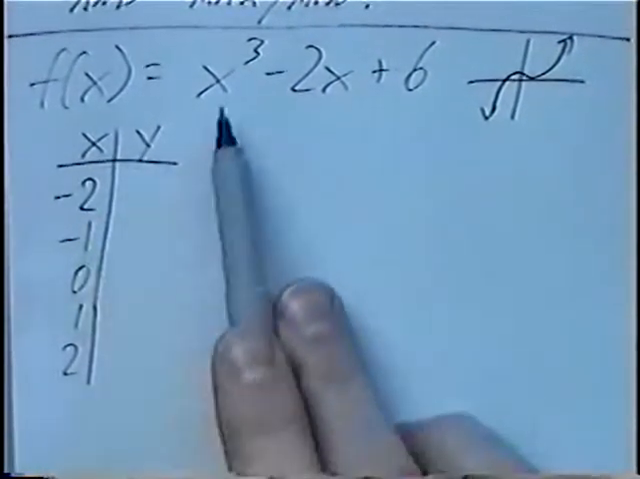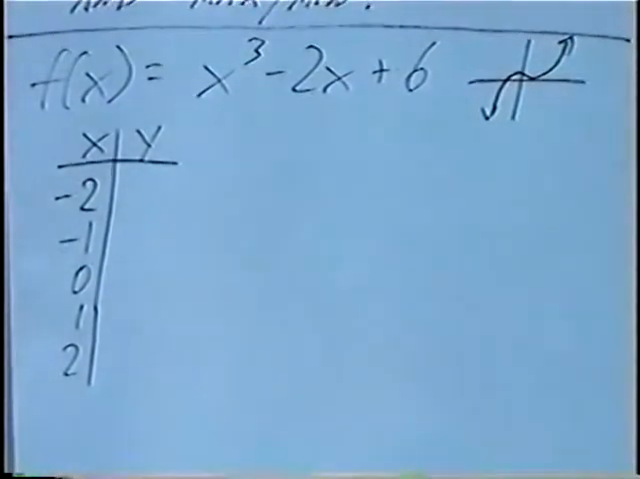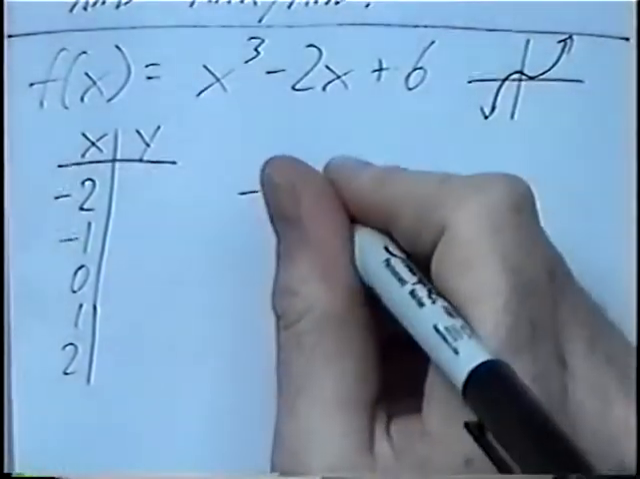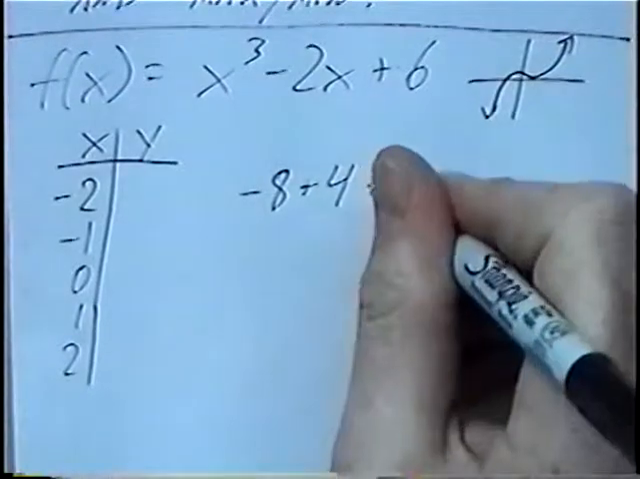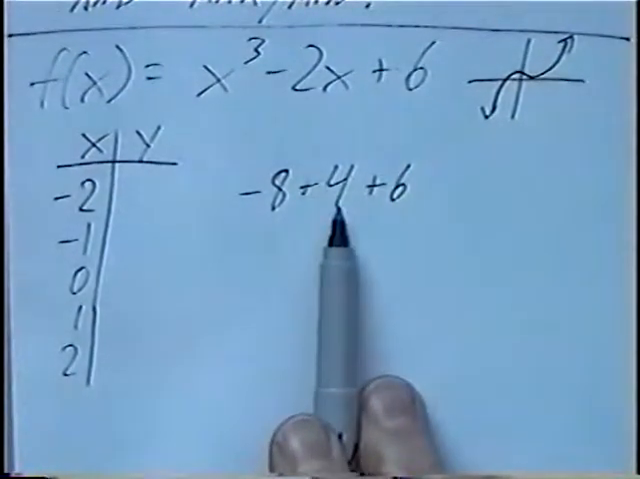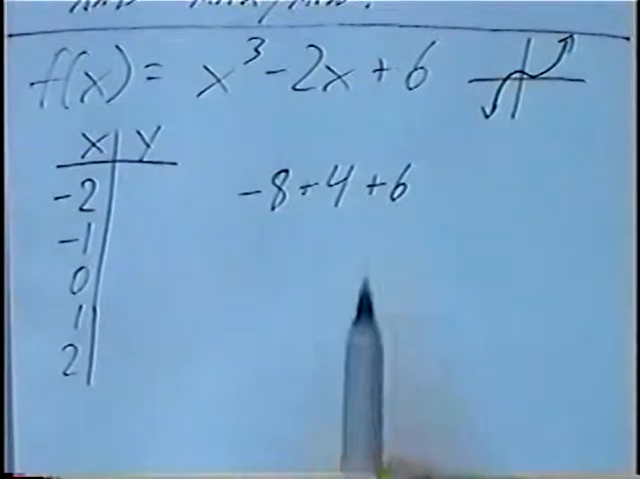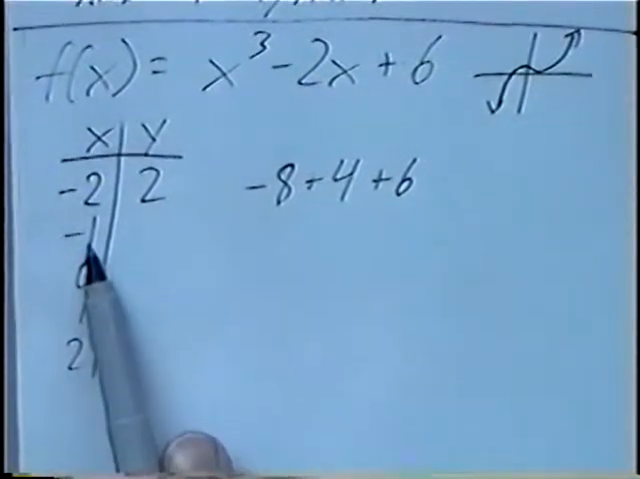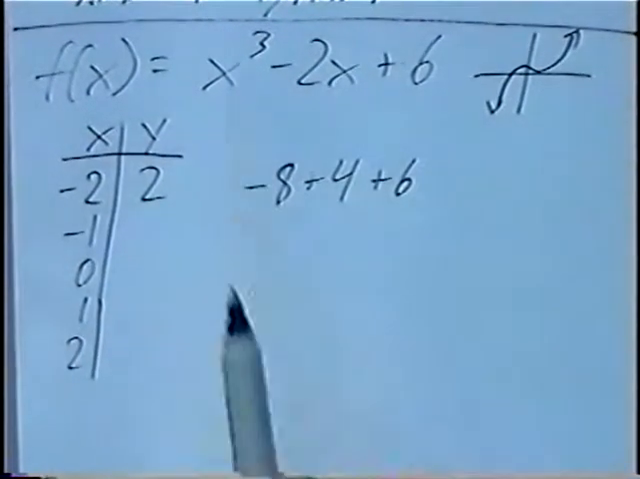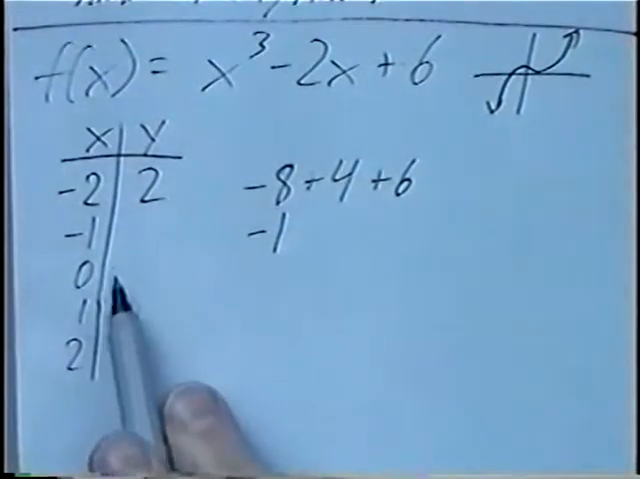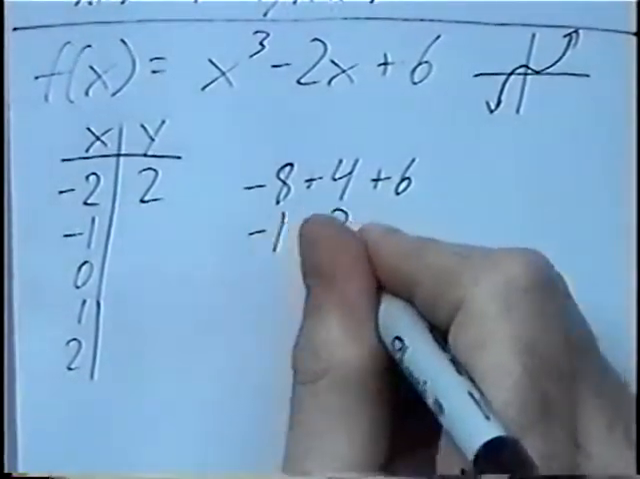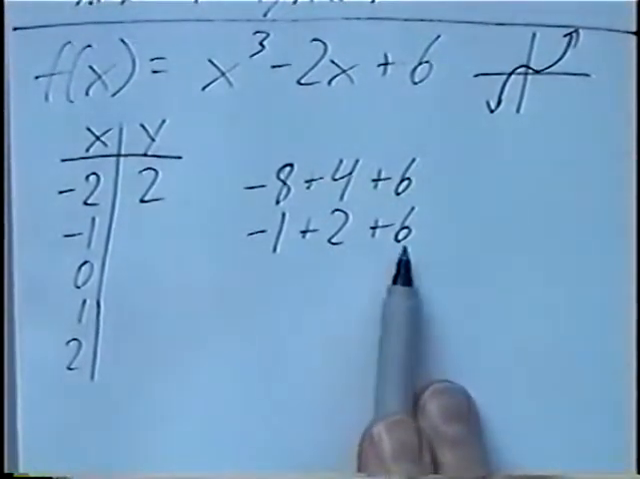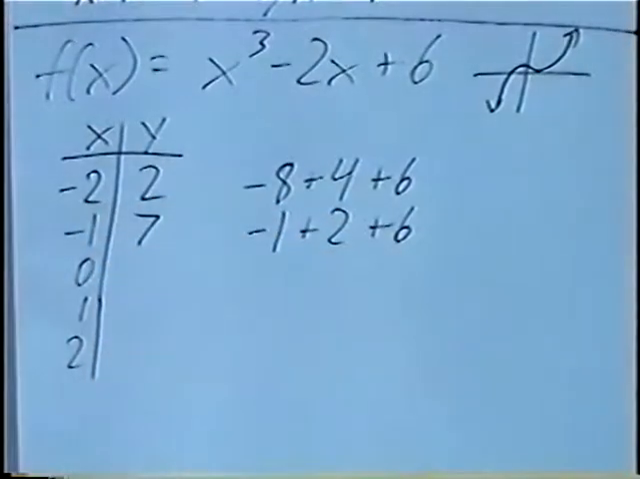Starting with -2, if you plug a -2 into the expression, -2 cubed would be -8. -2 times -2 would be +4, and adding 6 to that, we'll have -8 plus 4, which is a -4, plus 6 would be a +2. So our first value would be 2. Repeating for the next 4 values, -1 cubed would be -1. -1 times -2 would be +2, and plus 6.